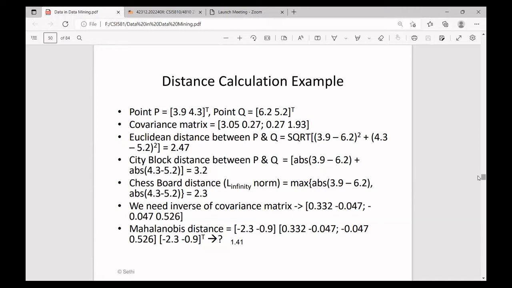If you look at the Euclidean distance between these 2 points, it's pretty straightforward. You take the difference, square it, and take the square root, and that comes out to be 2.47. Now, if you were to use the L1 norm or city block distance, all you do is look at the differences, take the absolute values, and add them up. In this particular case that turns out to be 3.2. For the L infinity norm, you again take the absolute differences along different axes, but just pick the maximum as a representative for the distance. In that case, it is 2.3. And the Mahalanobis distance turns out to be 1.41. So for a given pair of points, you can end up with different distance values.